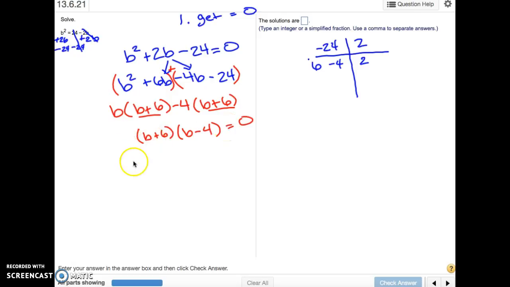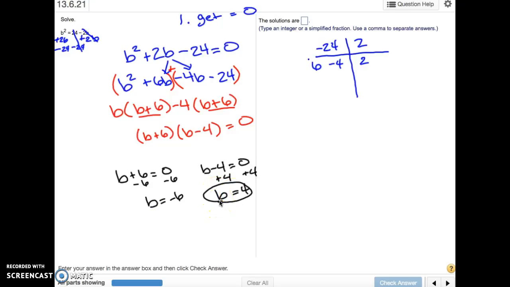And I take each set, b plus 6 equal to 0, b minus 4 equal to 0, subtract my 6, add my 4, and I get b equals negative 6 and b equals 4. And those are the two answers that I put into the answer box. So we're going to look at a couple more.